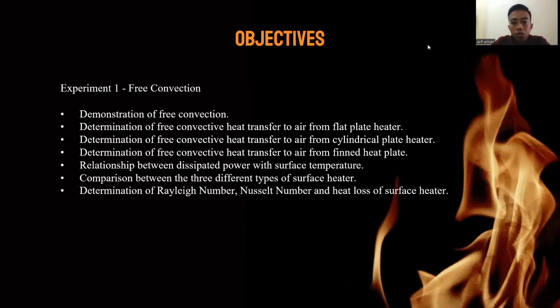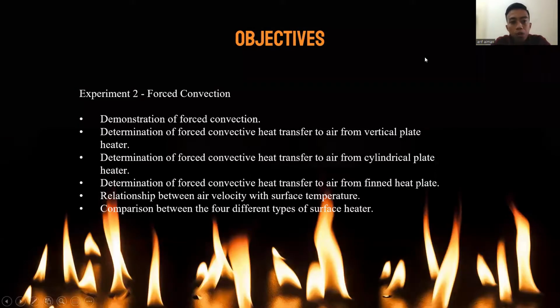So, for the experiment 2 objective, forced convection. Number 1 is the demonstration of forced convection. Number 2 is demonstration of forced convective heat transfer to air from vertical plate heater. Number 3, determination of forced convective heat transfer to air from cylindrical plate heater. Number 4, determination of forced convective heat transfer to air from finite heat plate.